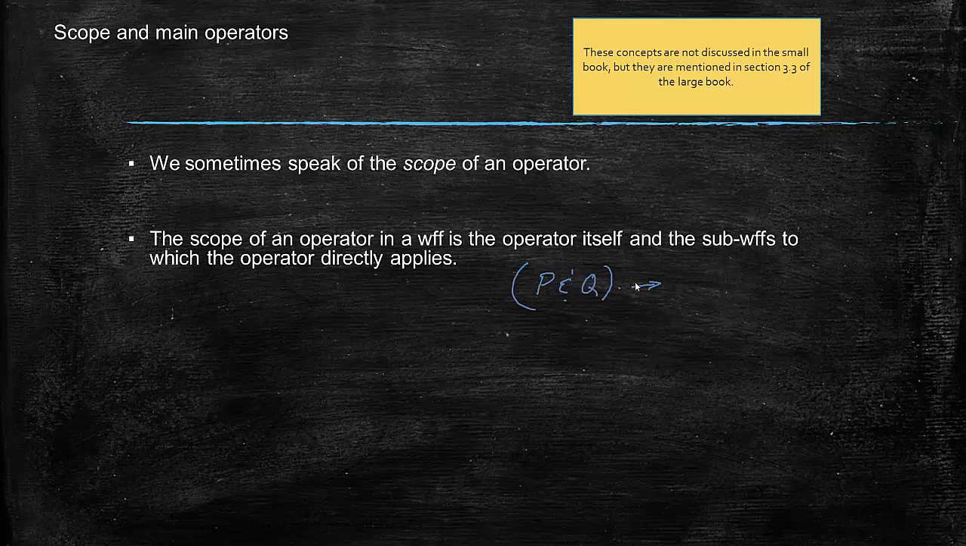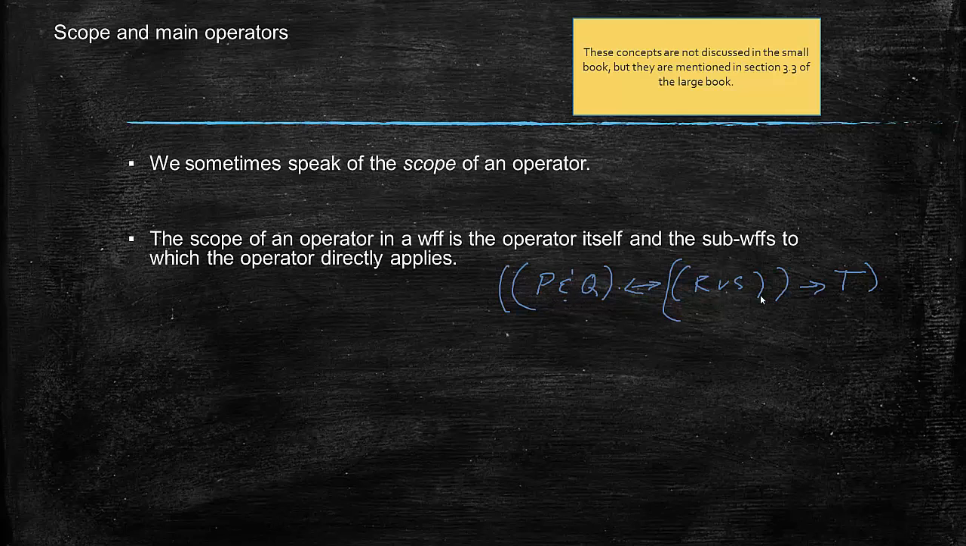If and only if R or S, then T. One, two, three, four, five, six, 7, 8, right? Okay, now I can ask about the scope of each of these operators.